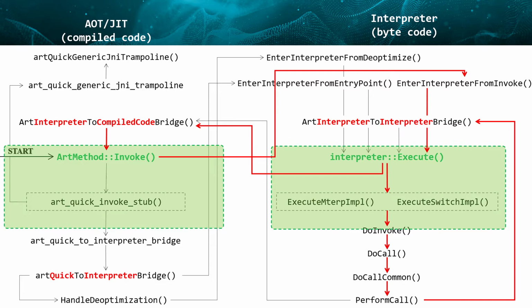All information required to execute the app goes through these two parts. The information contains parameters, return value, code, caller tag, and so on. In other words, if you watch the ArtMethod Invoke function and the interpreter Execute function, you can trace all code running on Android.